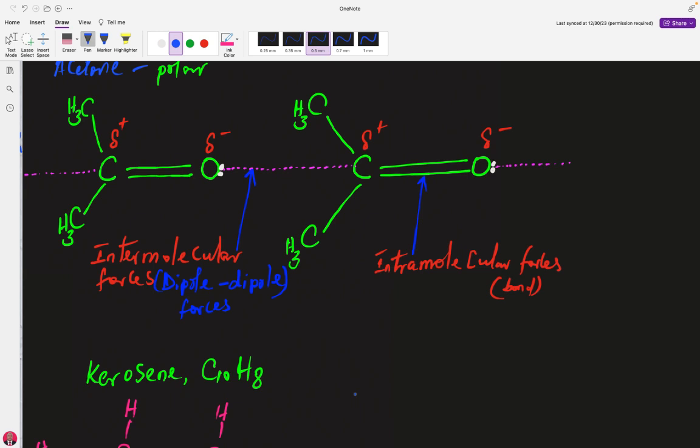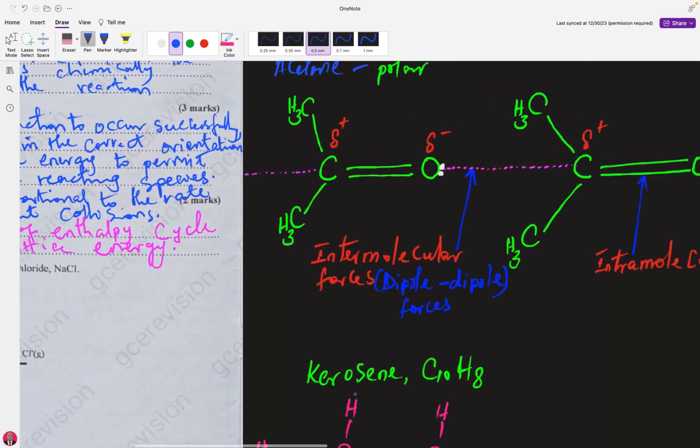Then neutral elements like argon, neon, the noble gases, are non-polar. So what they will only have is London dispersion forces. So that is all I can give you for the purpose of revision.